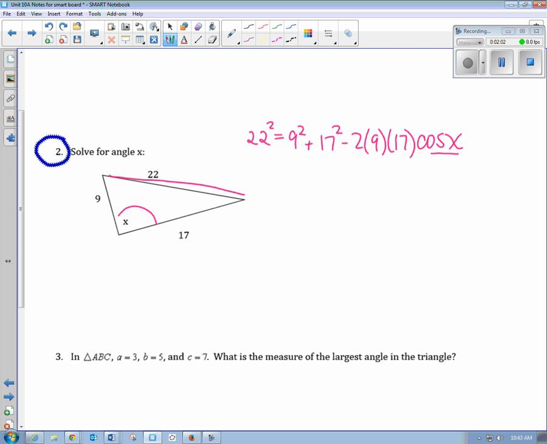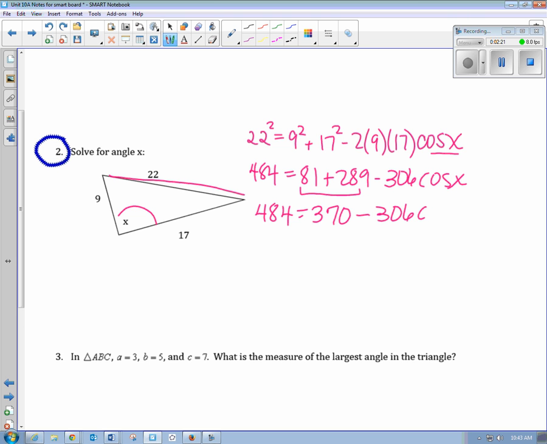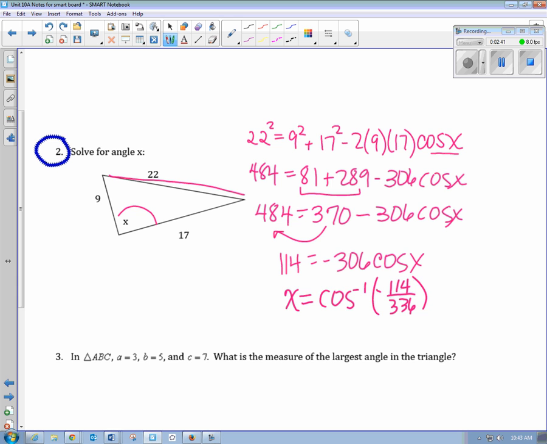Because I have this variable over here, I'm eventually going to have to do cosine inverse. So this gives me 484. Combine those. I'm going to subtract the 370 over, which gives me 114. So I end up with X is equal to cosine inverse of negative 114 over 336. Final answer.